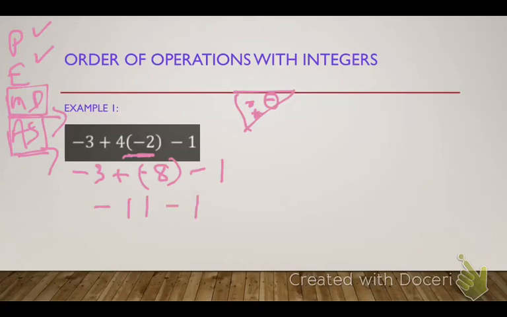Now remember, when you subtract, you actually do the keep, change, change. So we go negative 11 added to a negative 1. Go back and look at your subtraction of integers notes if you need help. And the answer is negative 11 plus negative 1 is negative 12. And again, if you have questions, please ask.